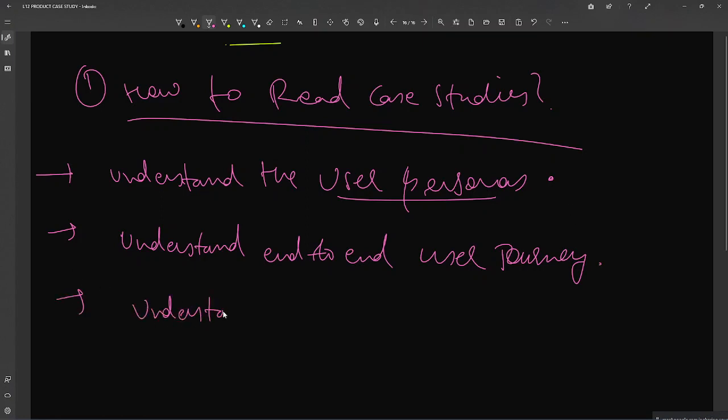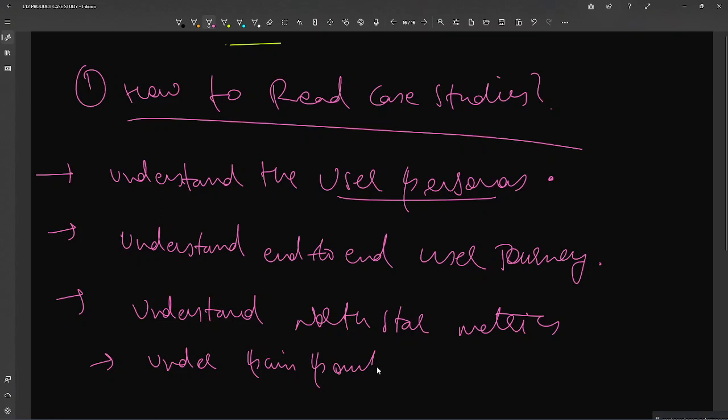Understand North Star metrics. Understand pain points. And then tell me what will be the last step. Then solving root cause analysis problems. How to solve this problem?